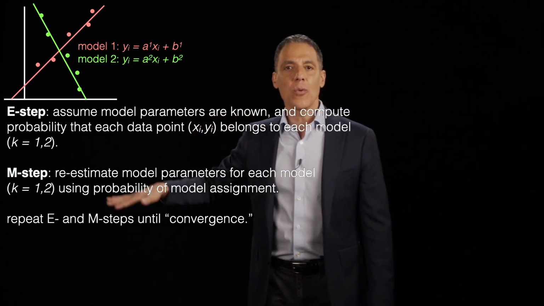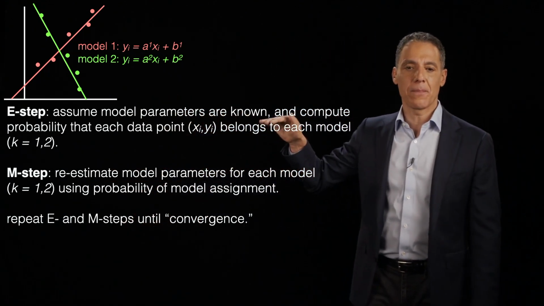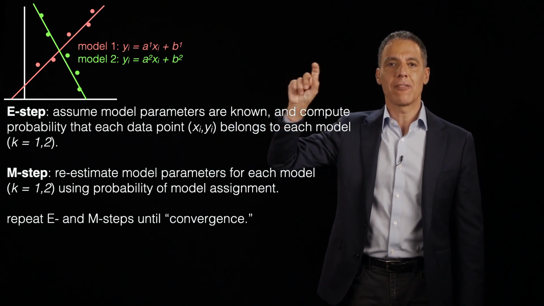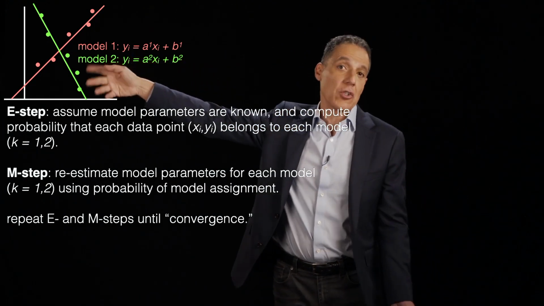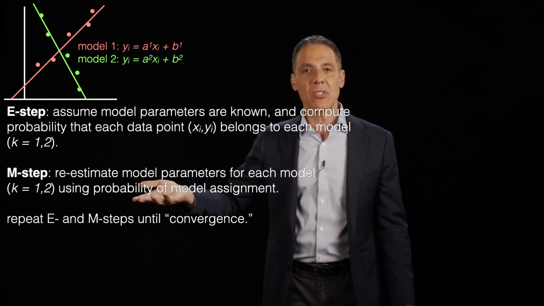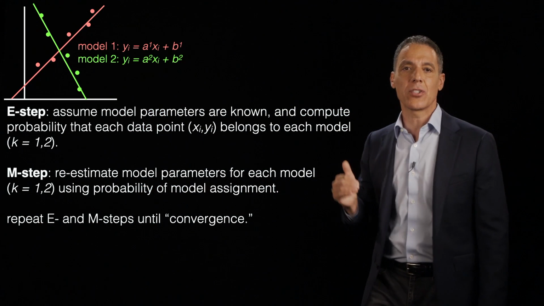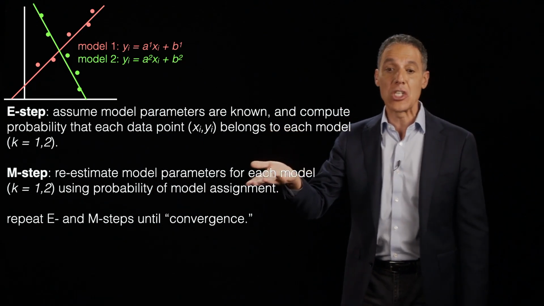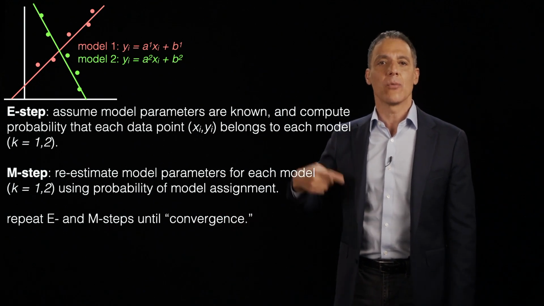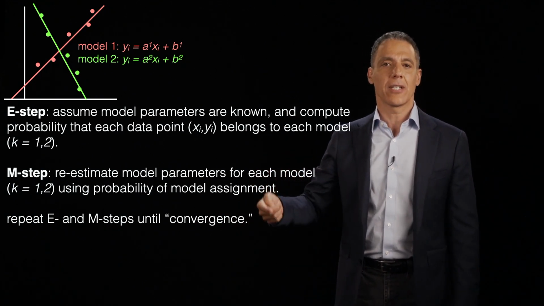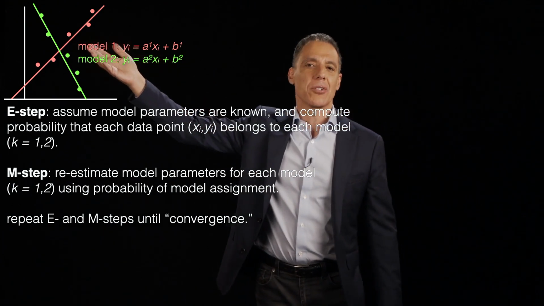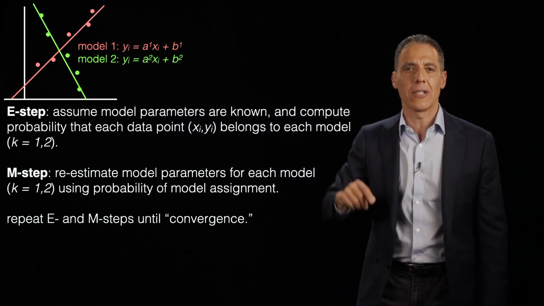And now we've got the pieces for EM. In the E step, we compute the residual, and we compute the probability of belonging to each model, assuming we've got some initial estimate of the model parameters. In the M step, we use weighted least squares to re-estimate the model parameters using the probabilities. And then we, as with k-means, repeat until we hit convergence. And what does convergence look like? Basically it means that the model parameters are not changing, or they're changing very, very little.